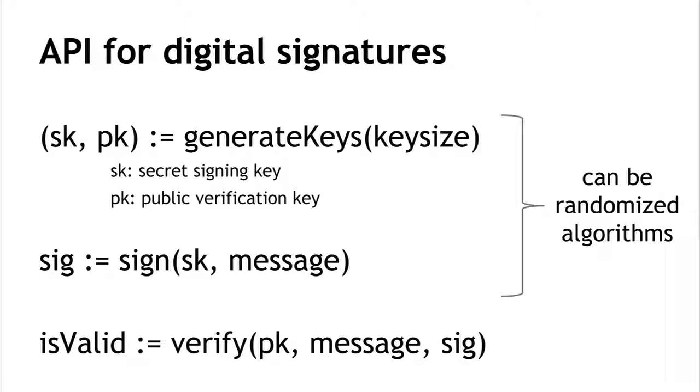So these three operations, these three algorithms, constitute a signature scheme. I'll note that the first two can be randomized algorithms. The verification won't be; it will always be deterministic. And in fact, if you think about it, generate keys had better be randomized because it ought to be generating different keys for different people.